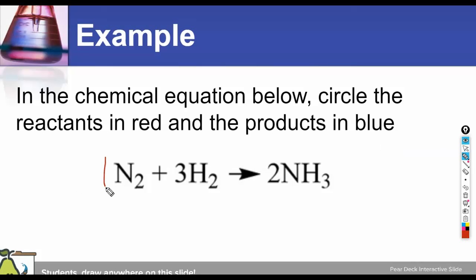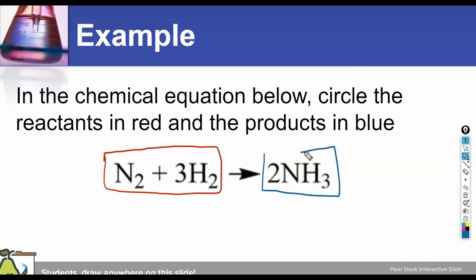Okay, so remember that the reactants are on the left side of the equation. That's what you start with in a chemical reaction. And the products, this is what you produce, what you create, are going to be on the right side of the equation. Hopefully you got that.